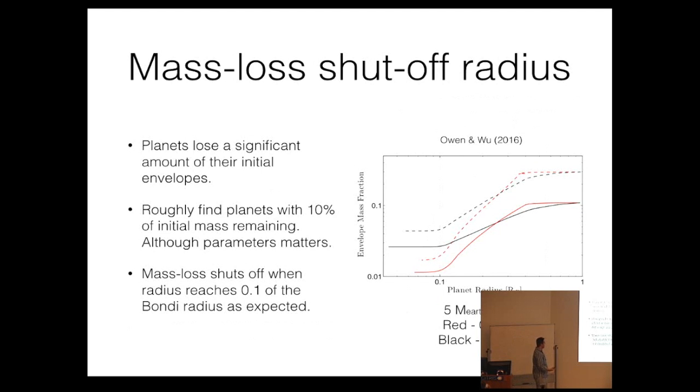So you can look up how this evolves in the envelope mass versus planet radius plane, again scaled in terms of this Bondi radius. And you see that the planet starts out at 1 Bondi radii, and this mass loss process basically gets shut off entirely at 0.1 Bondi. This is what is expected. And again, you've started off with envelope mass fractions in the tens of percent, and you've ended up with envelope mass fractions in the few percent. So I've lost maybe 90% of my initial mass.